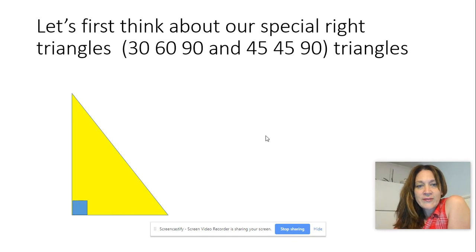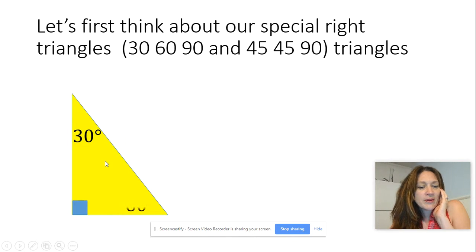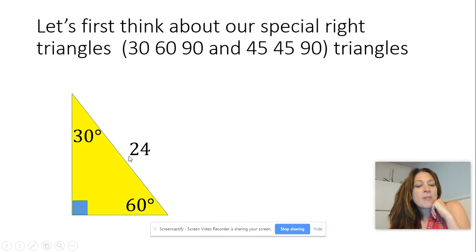Okay, so once you've identified your opposite, adjacent, and hypotenuse, now I want you to think about the special triangles that we've done so far. We've done the 30, 60, 90 triangle, the 45, 45, 90 triangle. So let's take our 30, 60, 90 triangle. We have our 30-degree angle at the top, our 60-degree angle at the bottom. Our hypotenuse is 24, and then it's going to be our job to find this short leg.